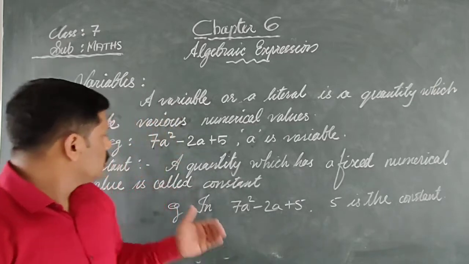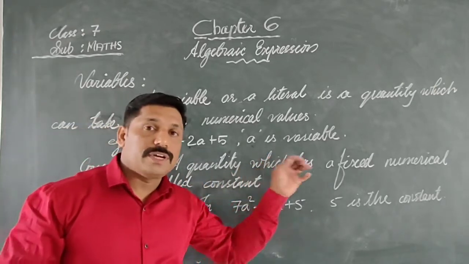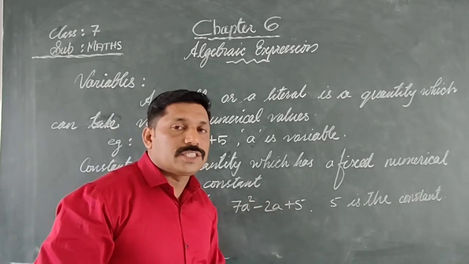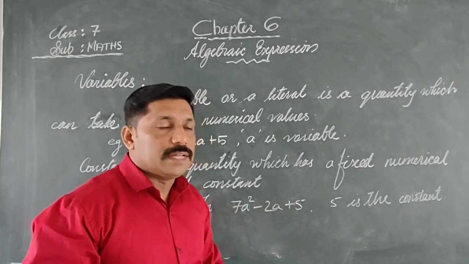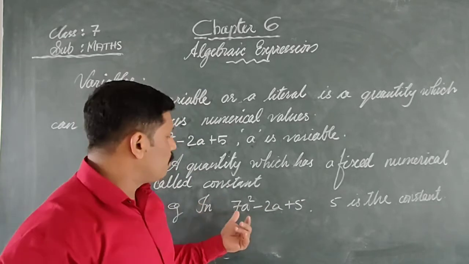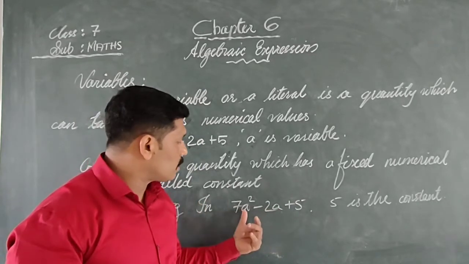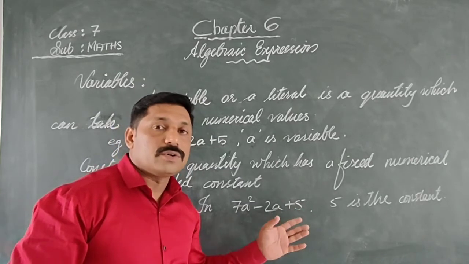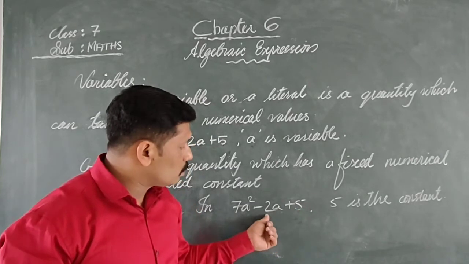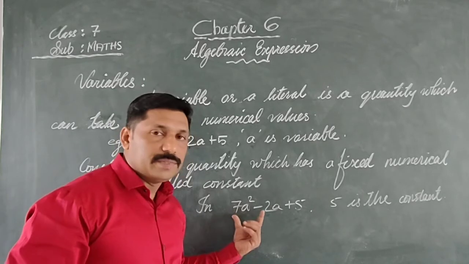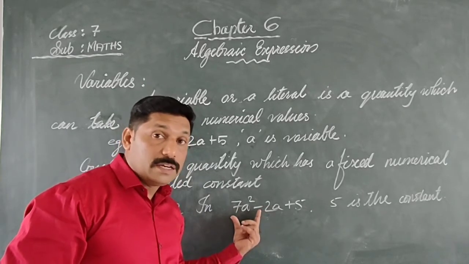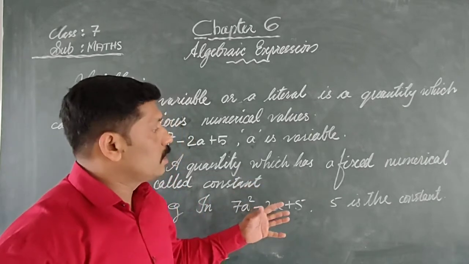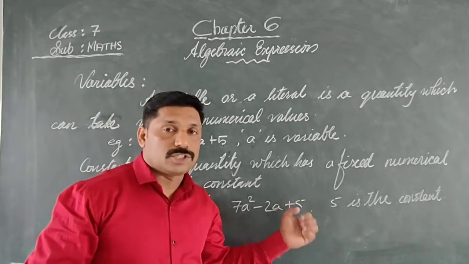And constant means a quantity which has a fixed numerical value. Example, in 7a square minus 2a plus 5, the 5 is fixed, so it is called a constant. And 2 and 7 are numerical values whose values are also fixed. So a numerical value whose value is fixed is called a constant.